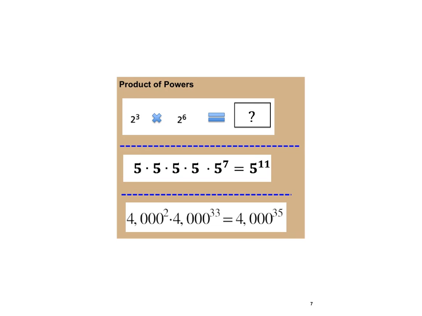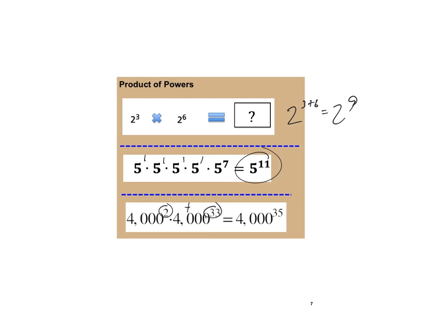So, product of powers. 2 to the 3rd times 2 to the 6th would then be 2 to the 3 plus 6, or 2 to the 9th. Here you can see it's done for you in the next 2. So we've got 5 to the 7th, 1, 1, and 1. So that's 7 plus 1 plus 1 plus 1, or 7 plus 4, gives you 5 to the 11th. Here, 4,000 to the 2nd times 4,000 to the 33rd is just the sum of those 2, or 4,000 to the 35th. Again, it needs to have the same base.